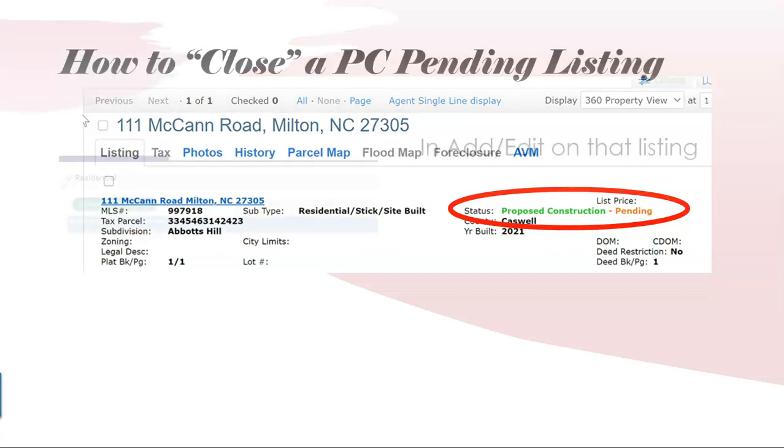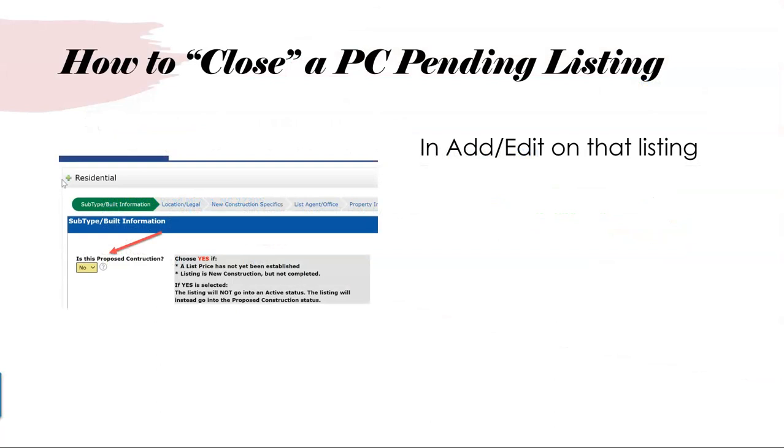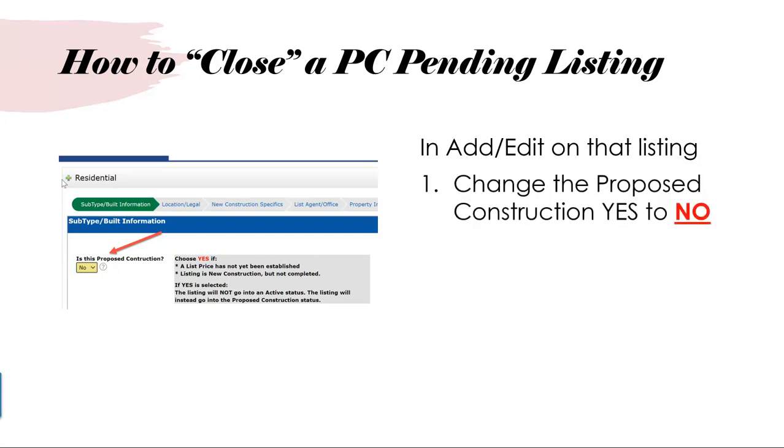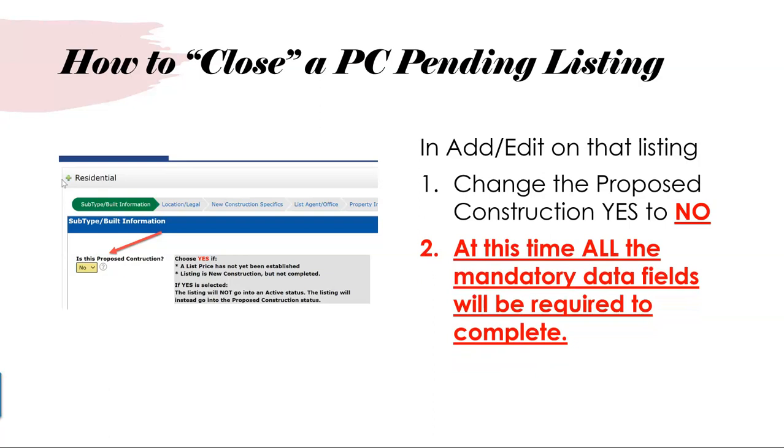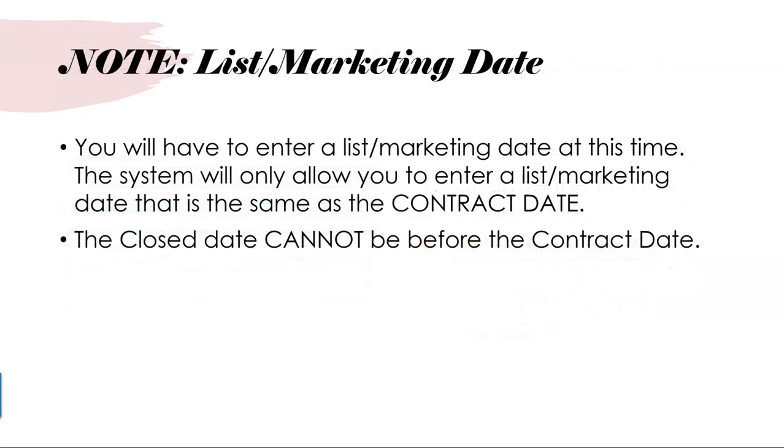Once that PC pending has closed, meaning the new deed has been recorded at the courthouse, you have 3 business days to locate that listing in Add, Edit, and change proposed construction to no. Use the validate function once more, and complete all the mandatory data fields, including the list market date. The system will only allow you to enter a list marketing date that is the same date as the contract date when using pre-sale. The close date cannot be before that contract date.